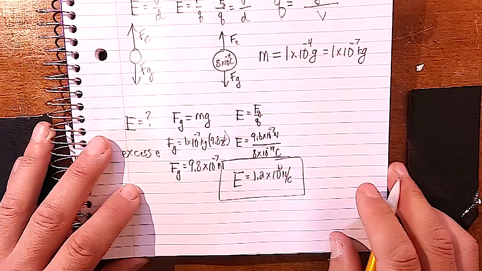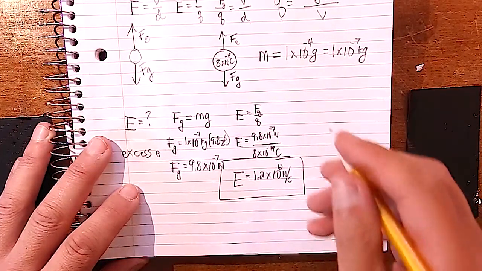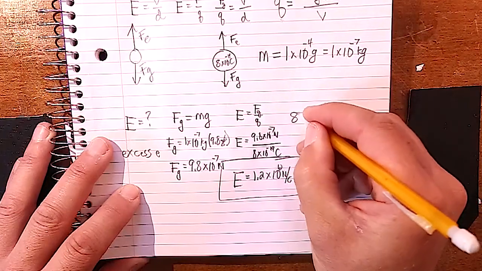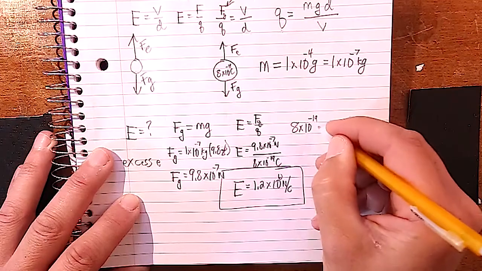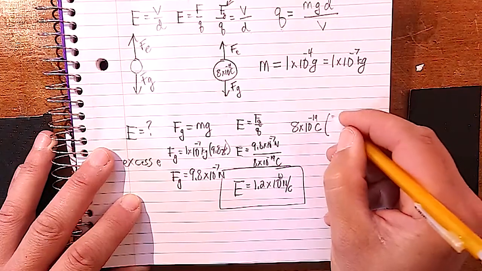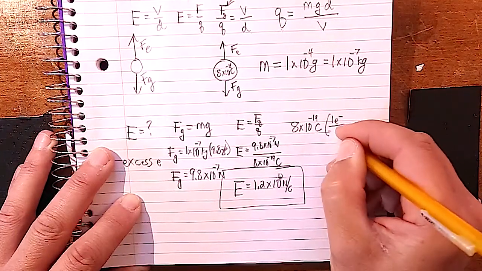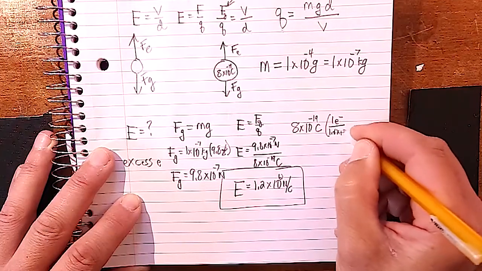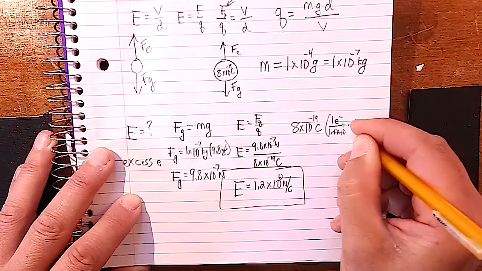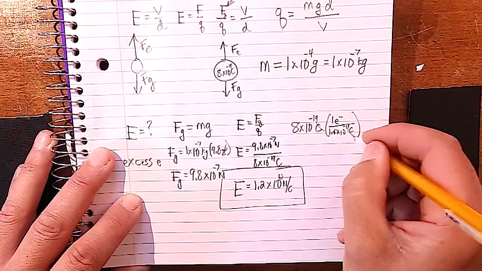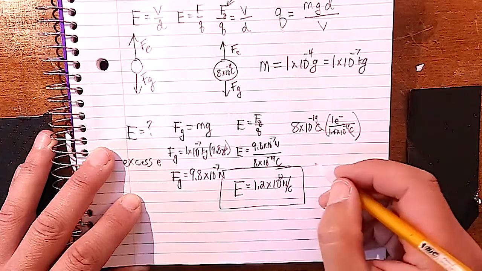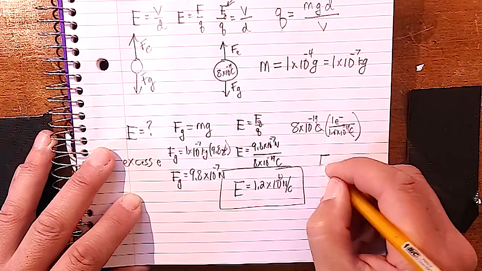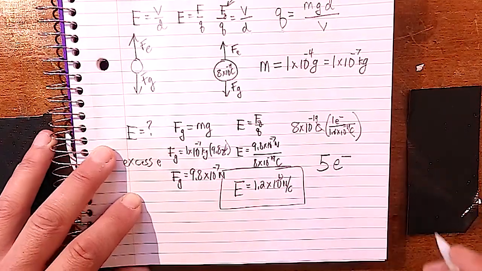So let's figure out how many excess electrons there are. Well, we know that the charge is 8 times 10 to the minus 19th coulombs. Multiplying that by 1 electron per 1.6 times 10 to the minus 19th coulombs. Coulombs will cancel, and we're basically multiplying, but this is on the bottom, so we divide. And when we do that, we end up with 5 excess electrons.